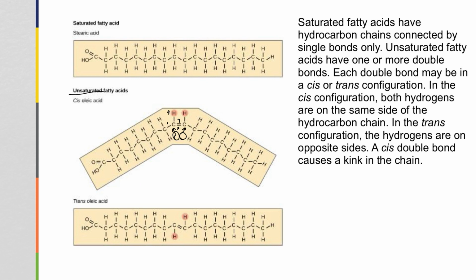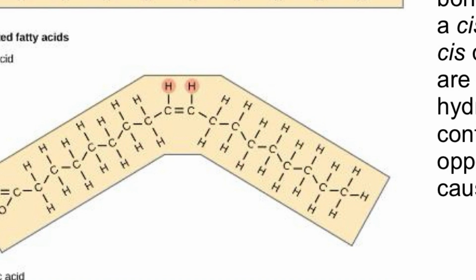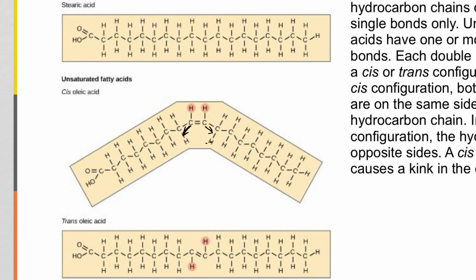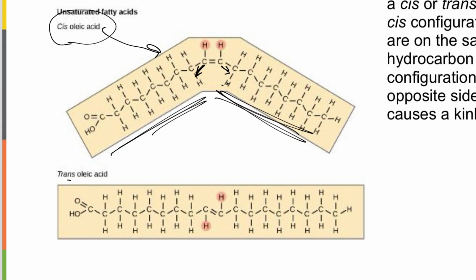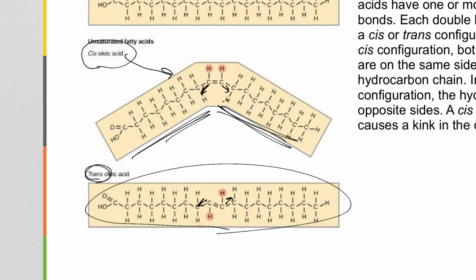Now, if you watched my video on isomers in the introduction to chemistry, you'll remember that if both carbons after the double bond are pointing the same direction, like these are, we say that that is the cis isomer. So this is cis oleic acid because the chain is bent. They're both pointing the same direction. If you see trans oleic acid, that just means that the carbons are pointing opposite directions, one up, one down. That makes the chain look a little bit more straight.